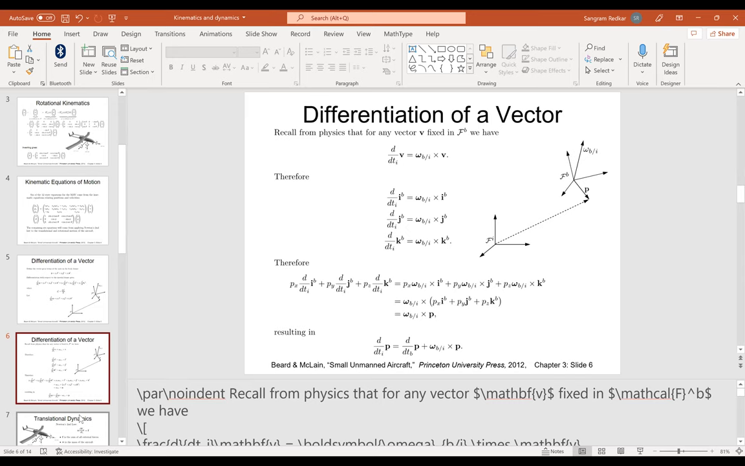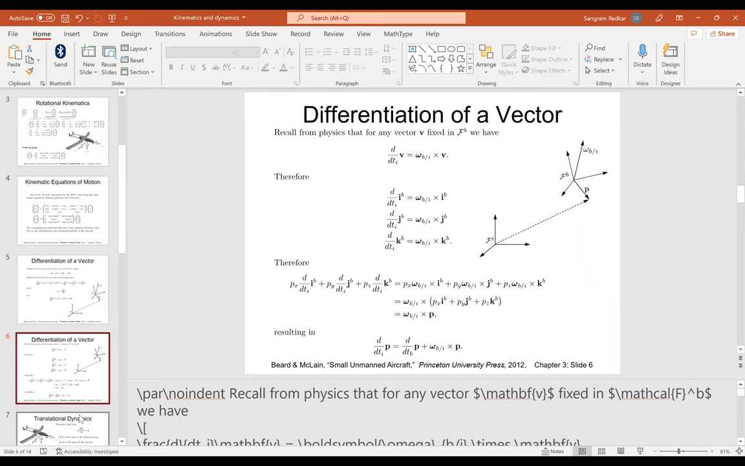The important thing I want you to remember is d by dt of i is omega b/i cross i. Derivative of j is omega b/i cross j. Derivative of k is omega b/i cross k. Everyone understood this? That is the exact omega cross equation that we talked about. Where is i coming from? Omega times i, and i b is the unit vector.